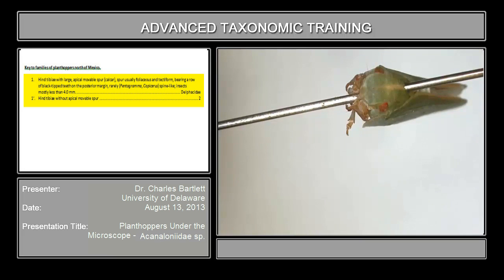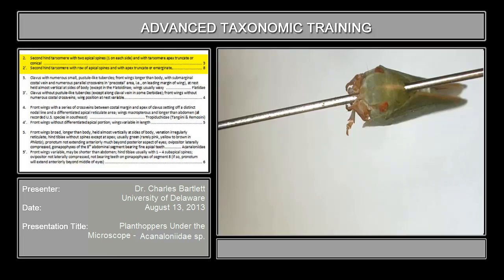Starting at the first couplet, it asks whether the hind tibia has a large movable apical spur. So what we need to do is find the apex of the hind tibia. Where we're looking, it's right there. That's the hind tibia, that's the apex of it. And you can see very clearly that there is no large apical spur there. So with that, we're going to go to couplet 2. And couplet 2 is an important couplet. It asks whether the second hind tarsomere bears 2 spines on its apex, or the second hind tarsomere bears a row of spines.